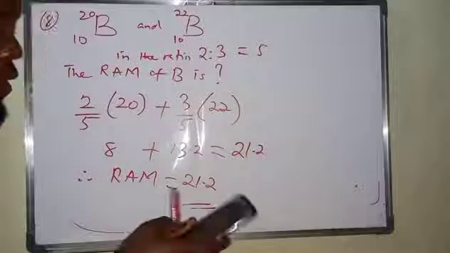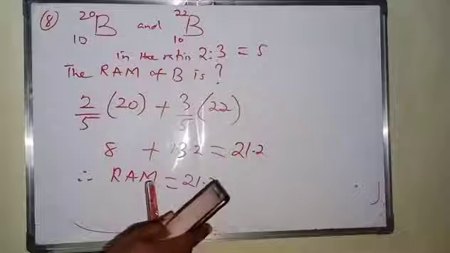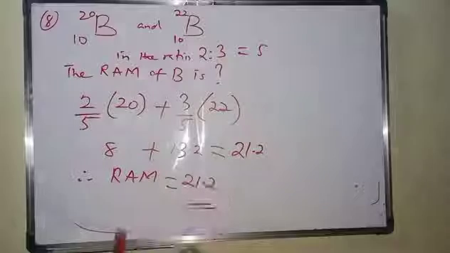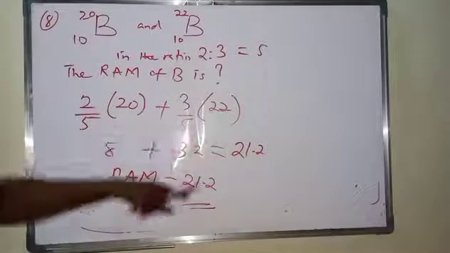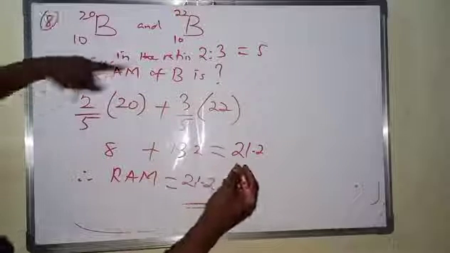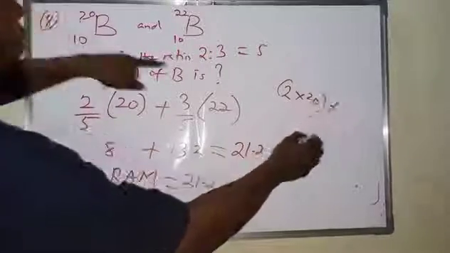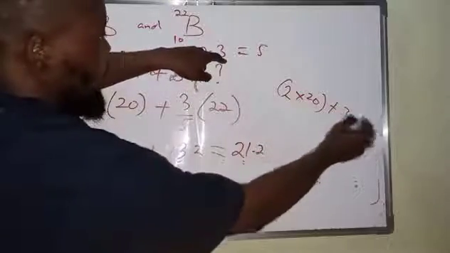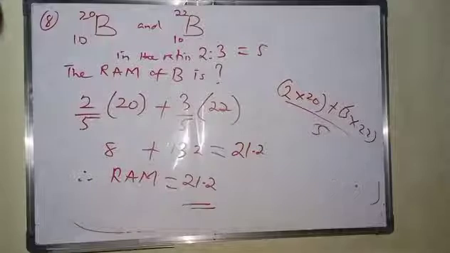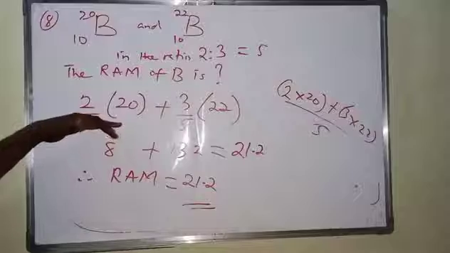Let's see if that is found in the options. Yes, we have 21.2 as option B. So you can see this, rather than 20 or 22, is the relative atomic mass of the element B. As simple as this. Another way we could have done it is 2 multiplied by 20, then plus 3 multiplied by 22, then everything divided by 5, which is still the same thing. I think it is more explicitly expressed in this form.